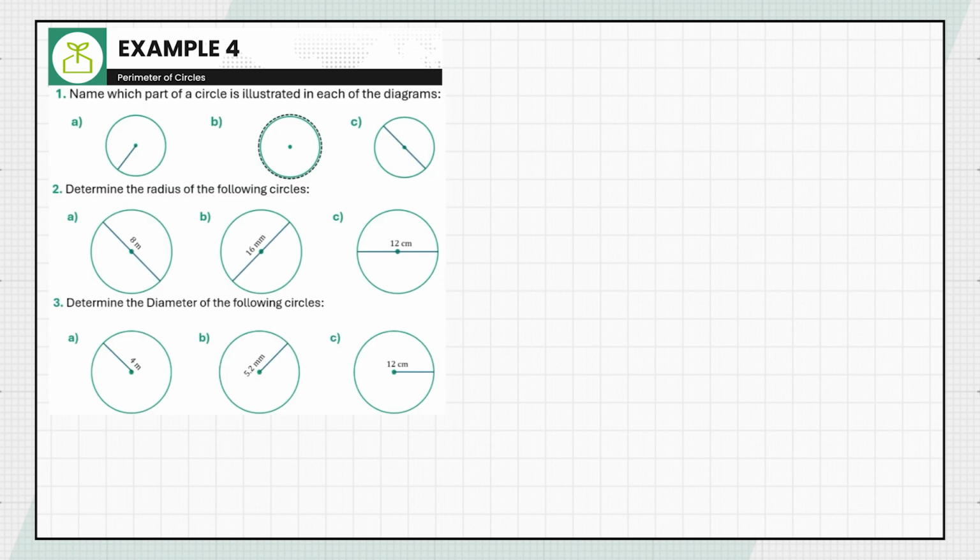Alright, here's a few for you guys to practice, so just give the video a pause, give them a go, and then I'll solve them. Alright, let's get started. So, for part 1, we're looking at a radius. For part B, we're looking at the circumference. For part C, we are looking at the diameter.